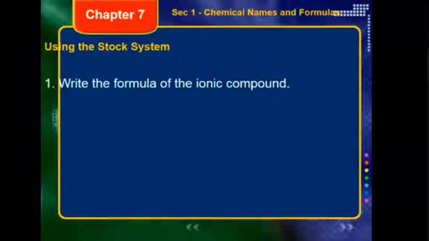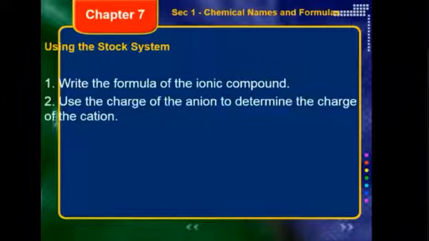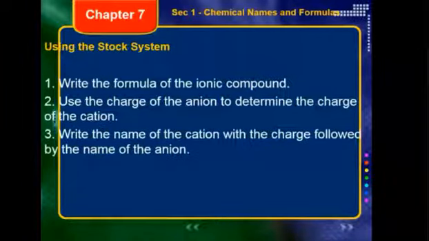So when using the Stock system, here are your steps. Write the formula for the ionic compound. Use the charge of the anion to determine the charge of the cation. Write the name of the cation with the charge followed by the name of the anion.